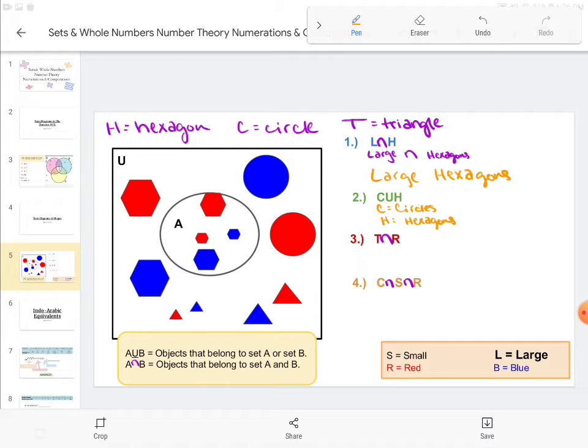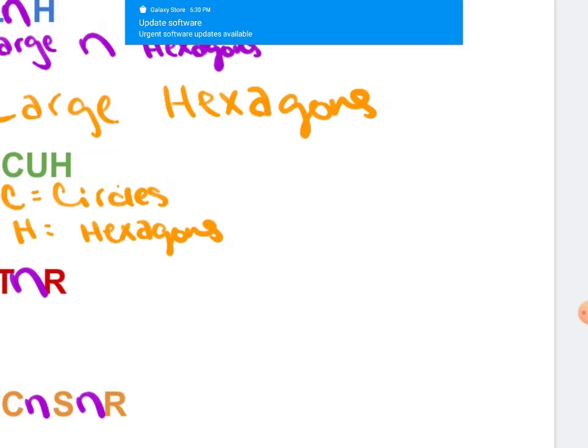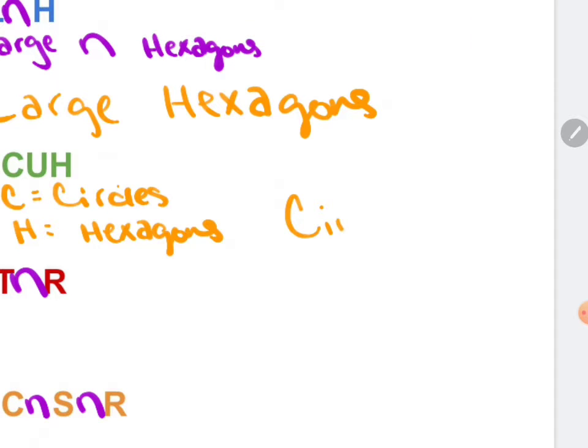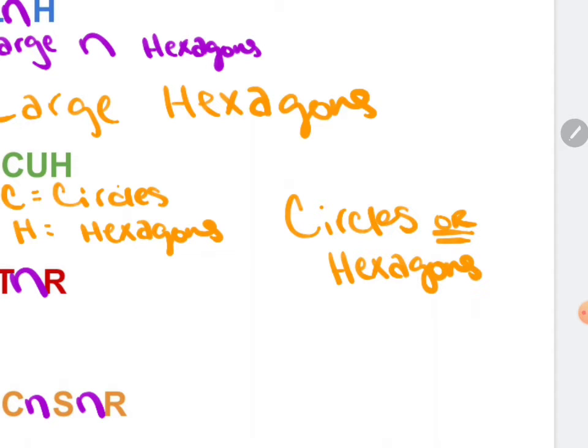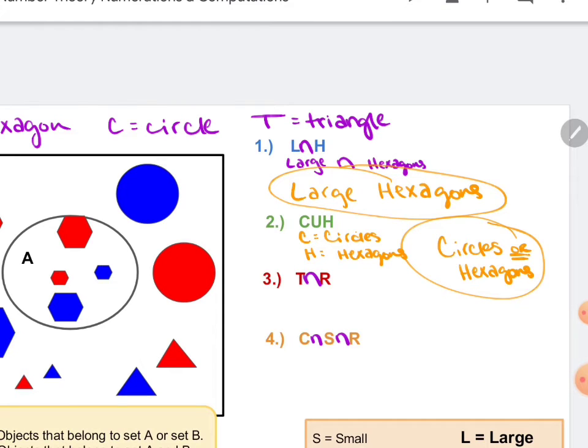And this is because the union symbol represents the OR part of our notes, which is objects that belong to set A or set B. So our answer for this one is going to be circles or hexagons. And we're going to circle our answers right there.